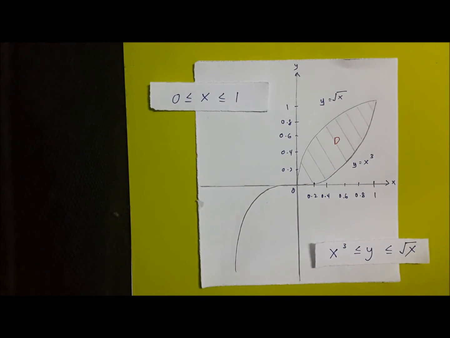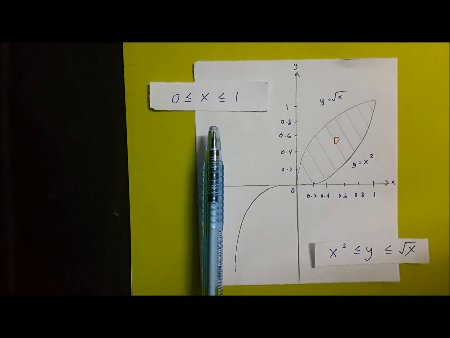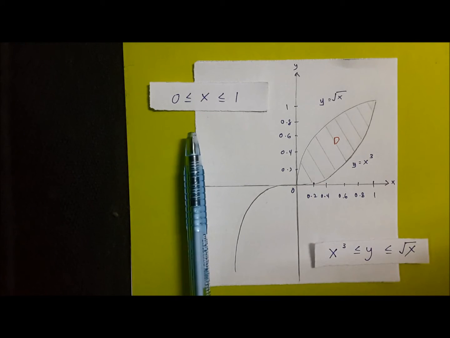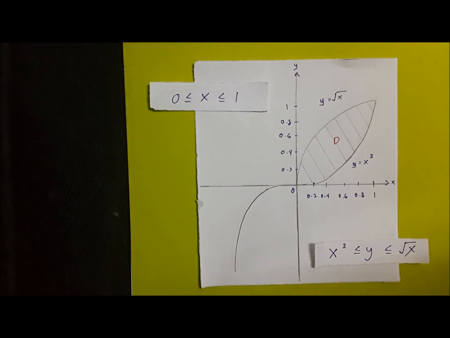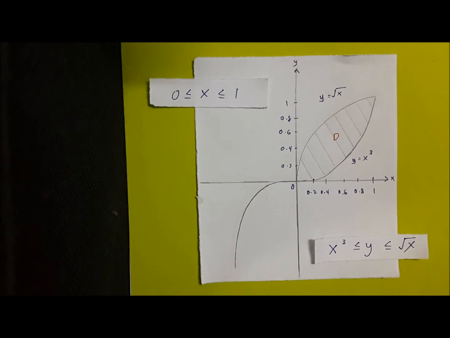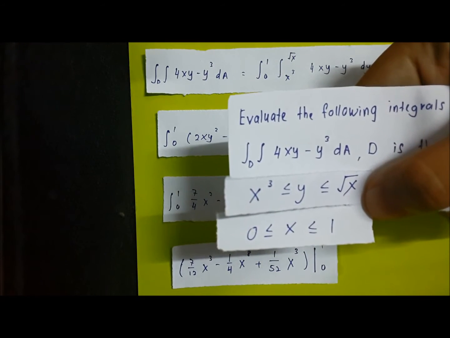So from the sketch, we can see that the two inequalities are 0 less than or equal to x, and x less than or equal to 1. Then for the second one, x cubed is less than or equal to y, and y is less than or equal to square root of x. Now we can do the integral.